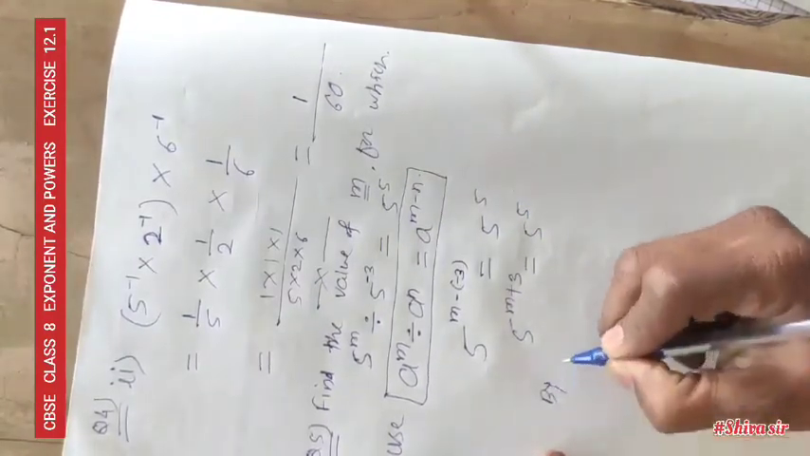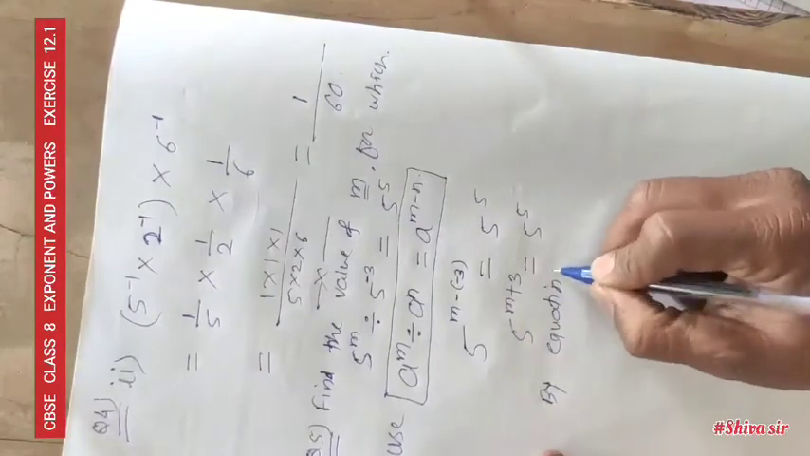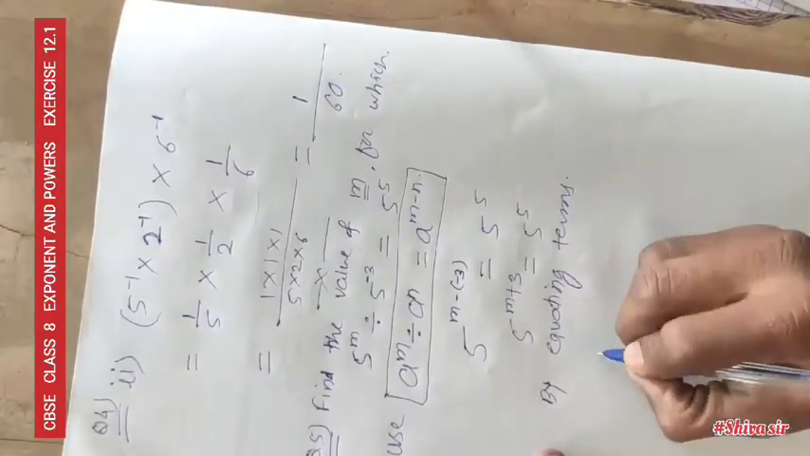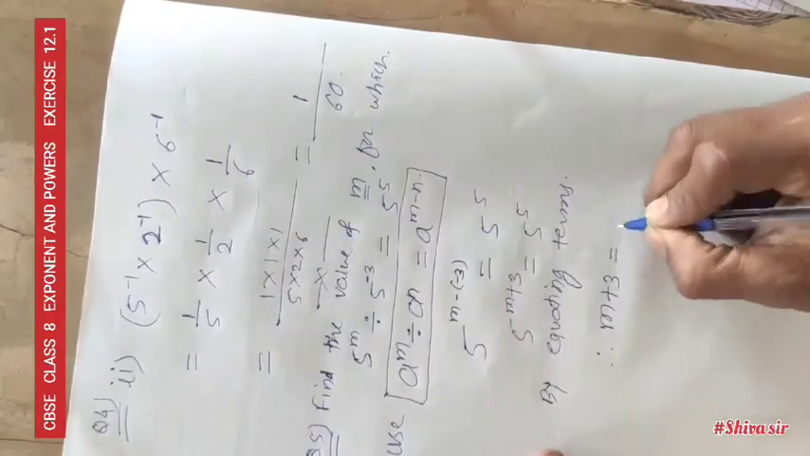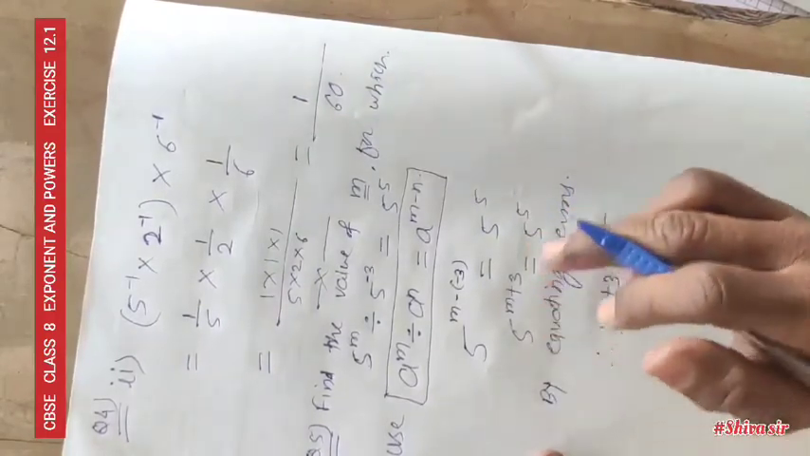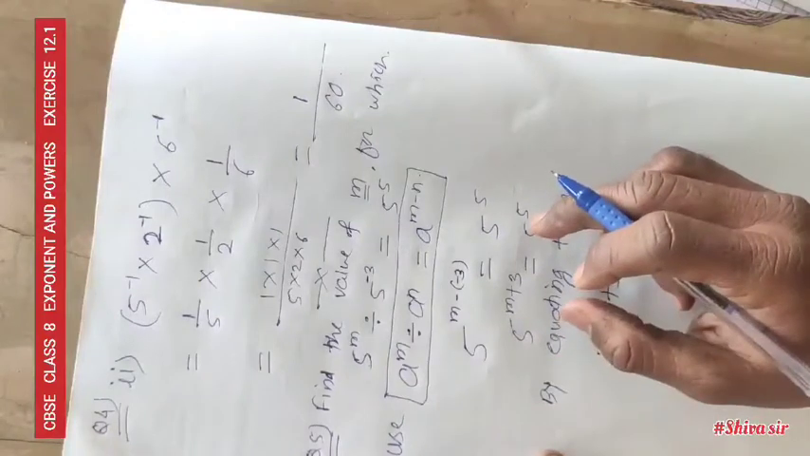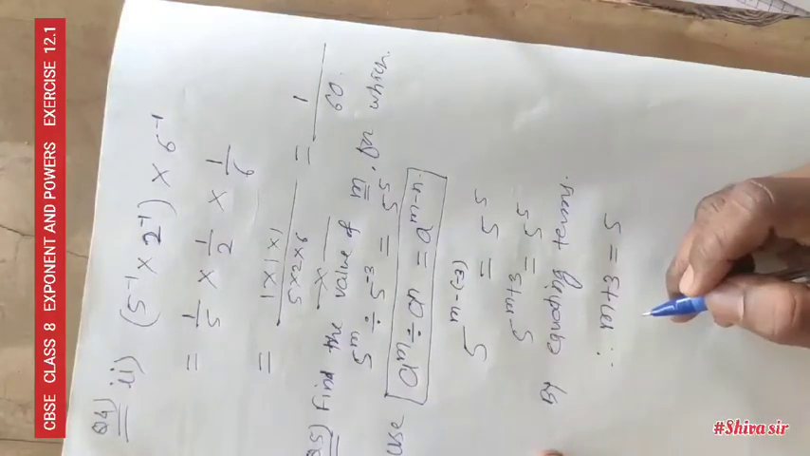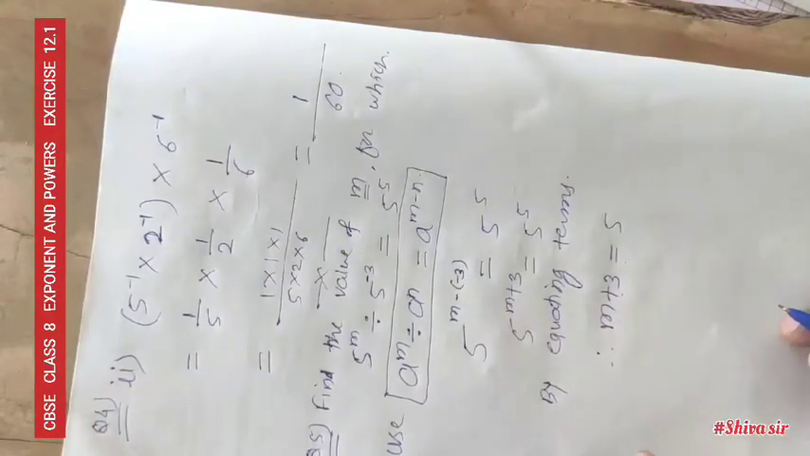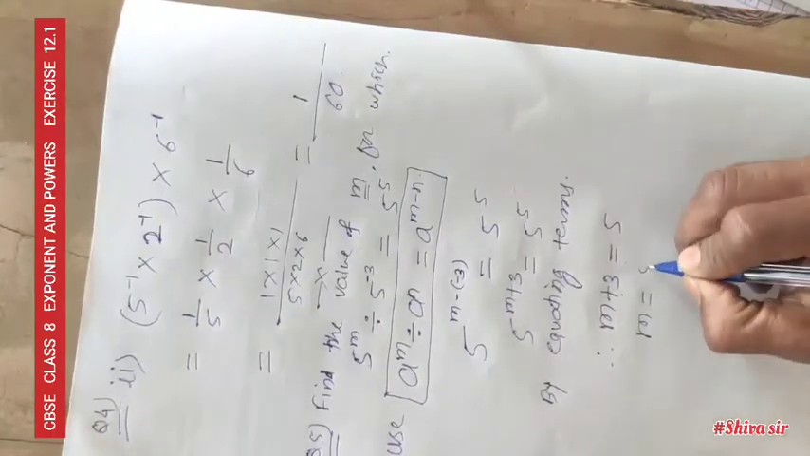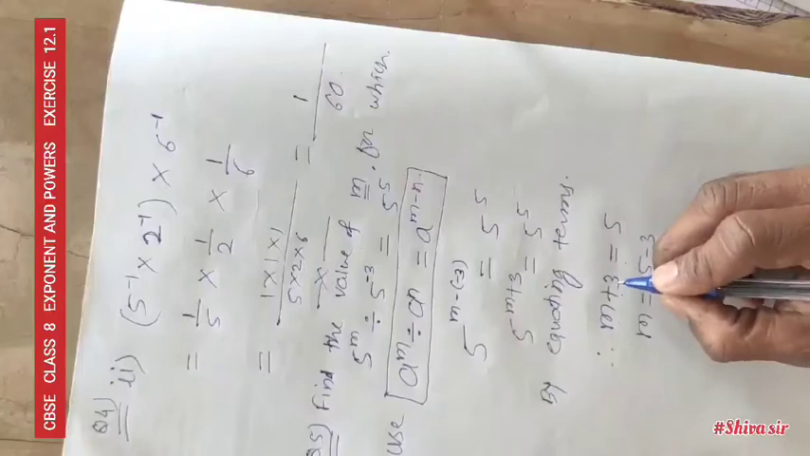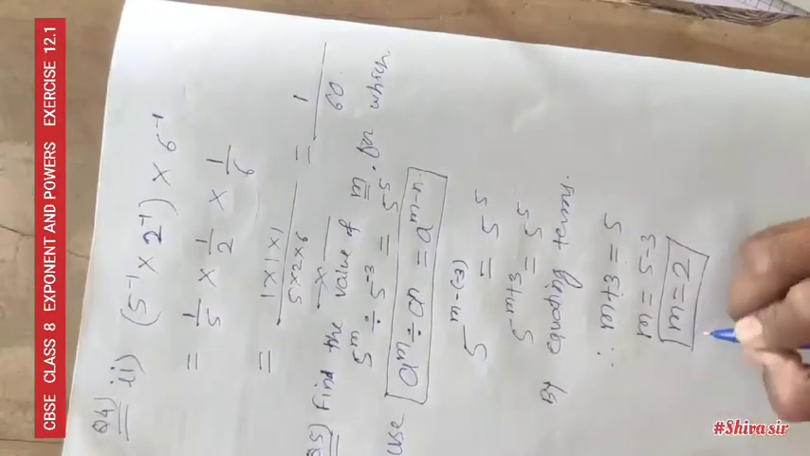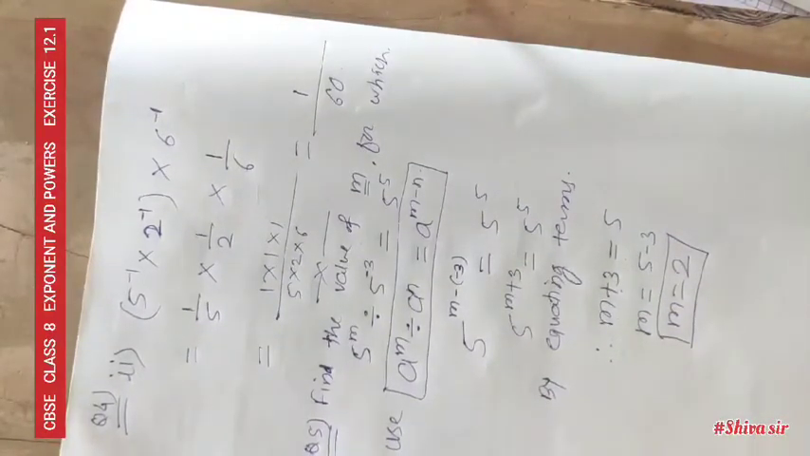So simply by equating the terms, that is LHS equals RHS, we write m plus 3 is equal to 5, because LHS and RHS have the same base 5, so we compare their exponents. The LHS exponent is m plus 3 and the RHS exponent is 5. So to find the value of m, m is equal to 5 minus 3, because when plus 3 is transferred to the right hand side it becomes subtraction, and the final answer is m equals 2. So this is the answer of question number 5.